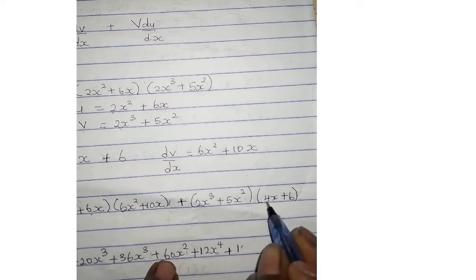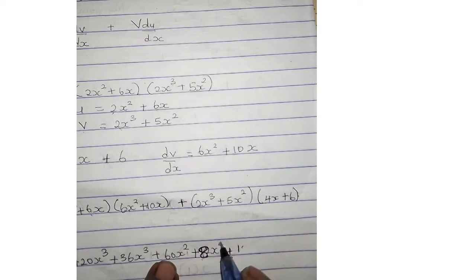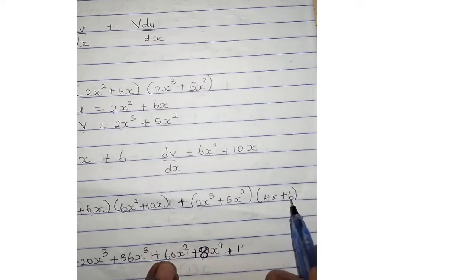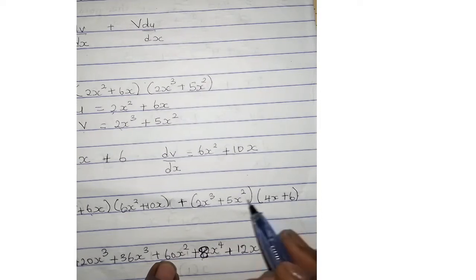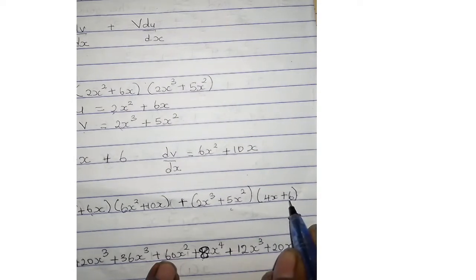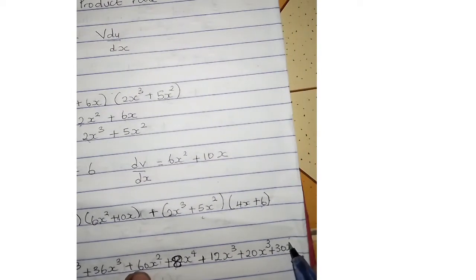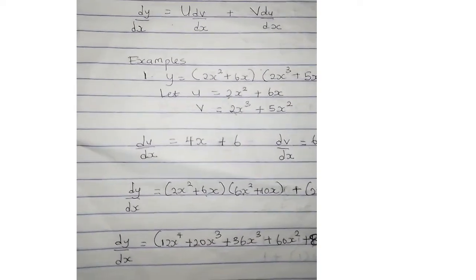Sorry, this is going to be 8. Sorry for that. This is 8. 2 times 4 is 8x to the power 4. Then 2 multiplying 6, we're going to have 12x cubed. This multiplying this, we're going to have 20x cubed. And this multiplying this, we're going to have 30x squared.